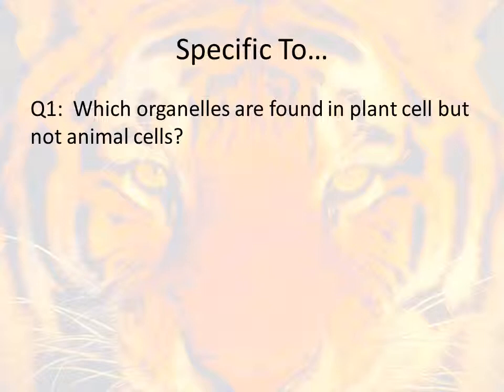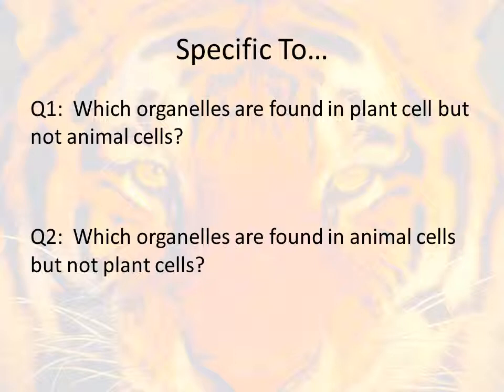Write out your answer. It should be at least one good sentence. For question 2, which organelles are found in animal cells but are not found in plant cells? Okay, so go back in the video if you need help on that. Look back in your notes if you need help on that. But that'll help you really understand which ones are in which cell.